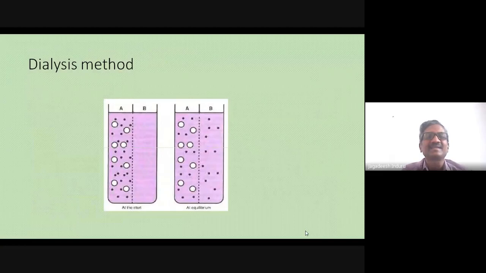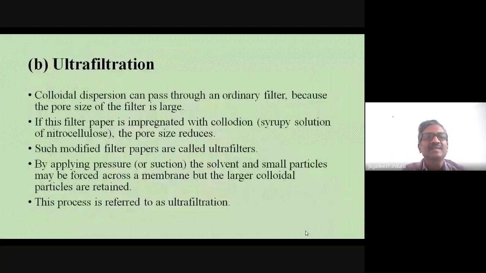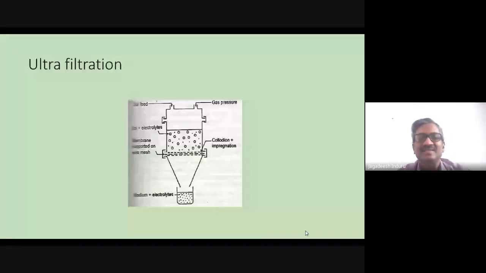And ultrafiltration is the same as your filter, but the filter paper has a very small opening, that is aperture size. This is made by collodion impregnation. Cellulose trinitrate is a collodion. It is made from cotton fibers. When you have impregnation with that, you are going to have a very small pore size. Because of that reason, you can retain colloids and pass your electrolytes and other soluble components to purify it.